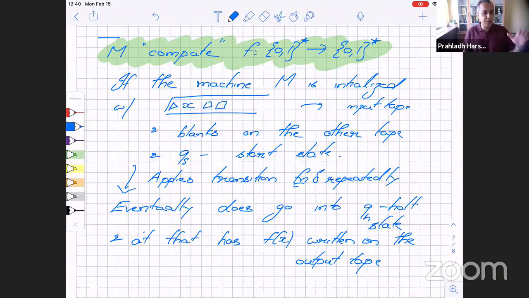It's just this loaded statement. There is this machine which you initialize: you write x on the input tape, blanks on every other tape, start it off in q start, and let the machine roll. Make it apply its transition function one after another. Eventually, it will go into the halt state. It has to. This should be the case for all x in {0,1}*. It's not that it does it for a few of them. It should do it for every single input, finally halt, and output f of x.